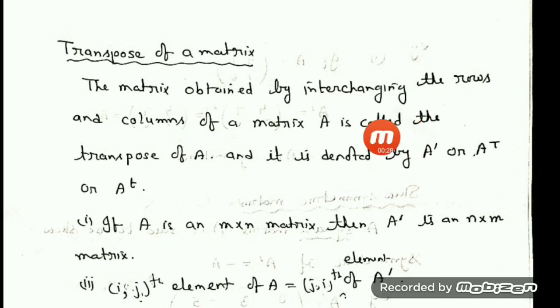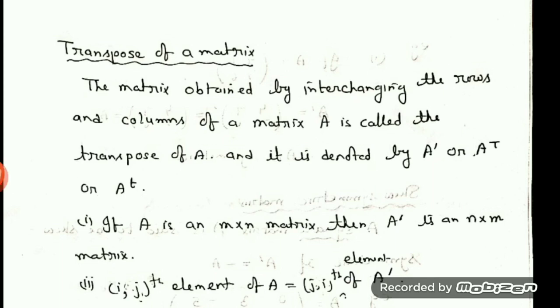So here you see what is the transpose of a matrix. The matrix obtained by interchanging the rows and the columns of a matrix A is called the transpose of A, and it is denoted by A dash or by A^T or by A to the power small t. So how to get a transpose of a matrix? Just write down the first row as the first column. Similarly, the second row you write as the second column, and so on. In that case, you have a new matrix and that matrix is called the transpose of the given matrix.